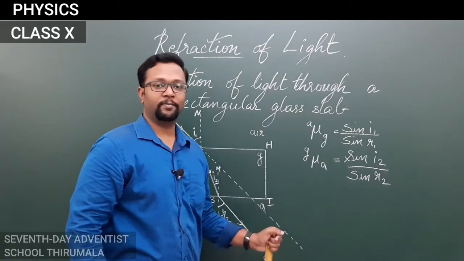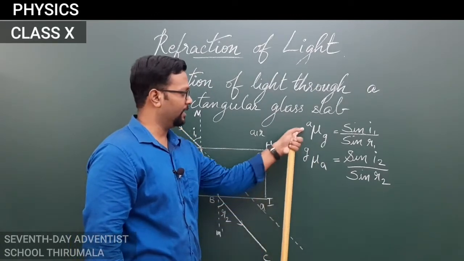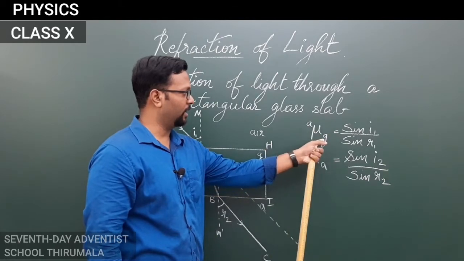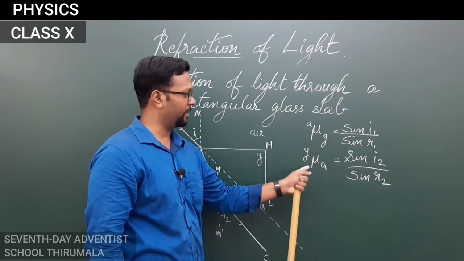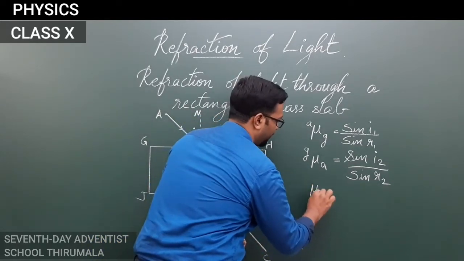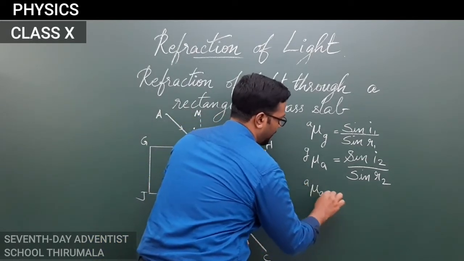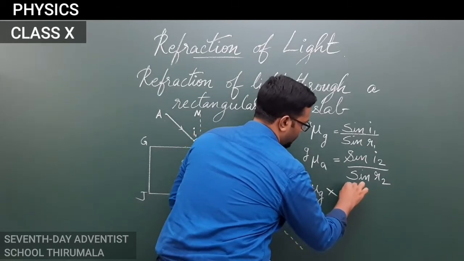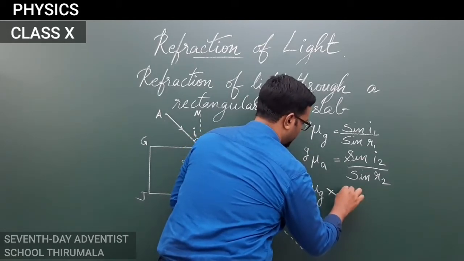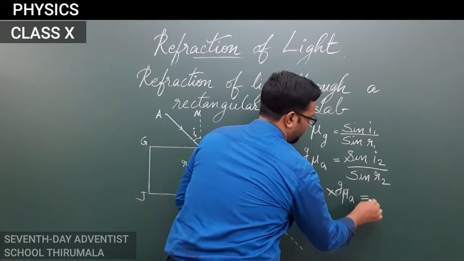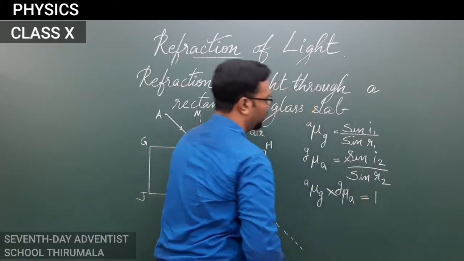Okay, from the reversibility of light ray, we learned a similar equation involving the refractive index of glass with respect to air and the refractive index of air with respect to glass. There we studied that the refractive index of glass with respect to air, when multiplied by the refractive index of the same mediums in the other direction, that is the refractive index of air with respect to glass, gives the answer 1.